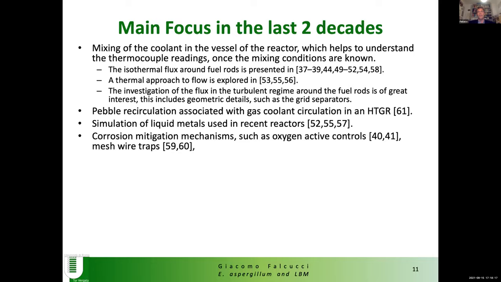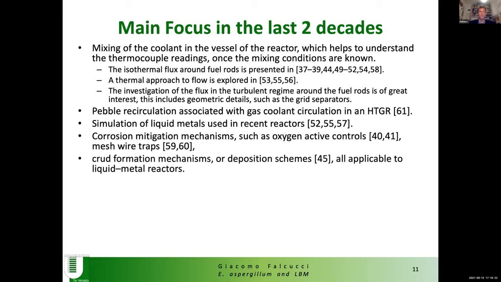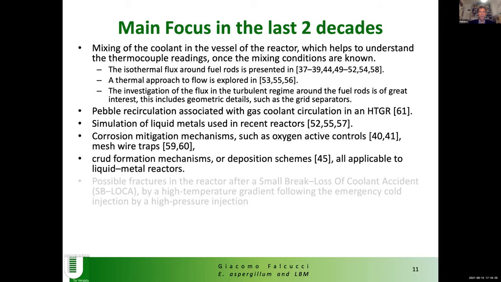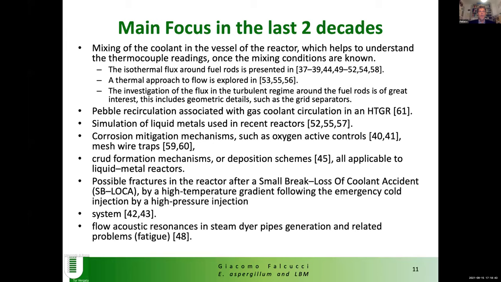Yudong Chen has started the treatment of this problem with the lattice Boltzmann, formation of crud, deposition mechanisms, possible fractures in the coolant chamber, and there is the problem of loss of coolant accident, LOCA is called, due to high temperature gradients.